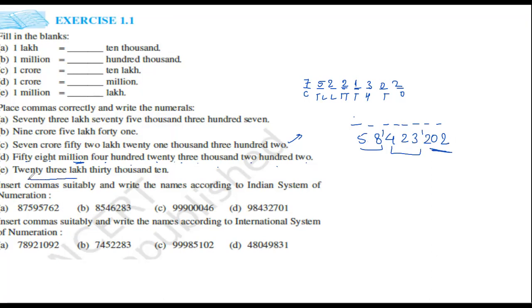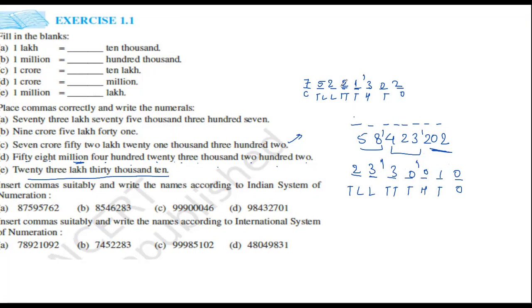And here he's saying 23,30,010. Again he's saying lakh. So let's try our Indian system. Ones, tens, 100, 1,000, 10,000, lakh, 10 lakh. Because he's saying 23 lakh, I'll have to start writing it this way: 23 lakh 30,000 and 10. So 10 I'll have to write after 30,000.